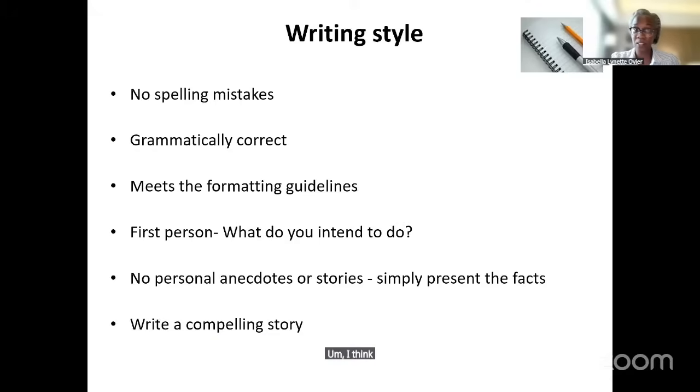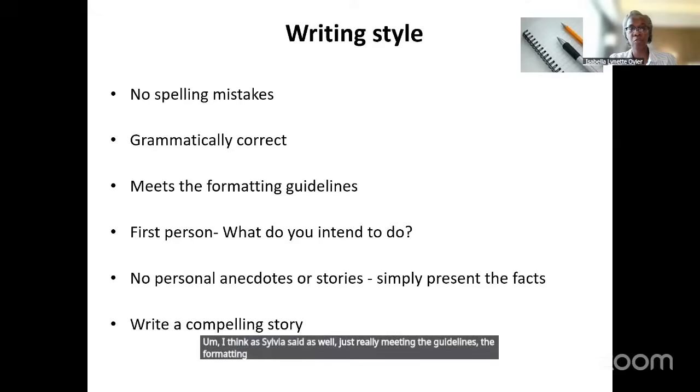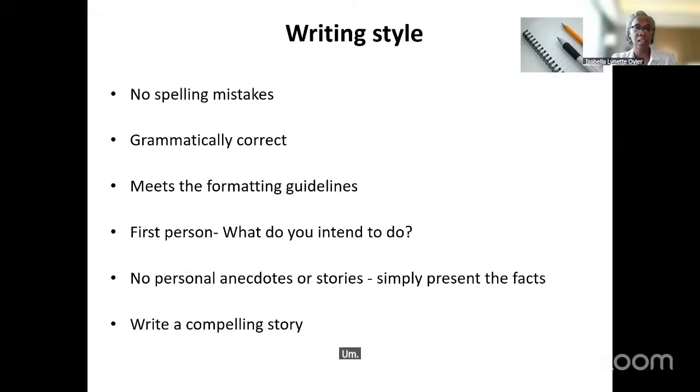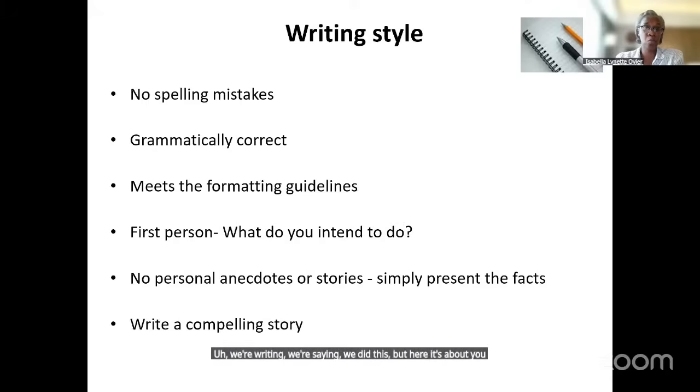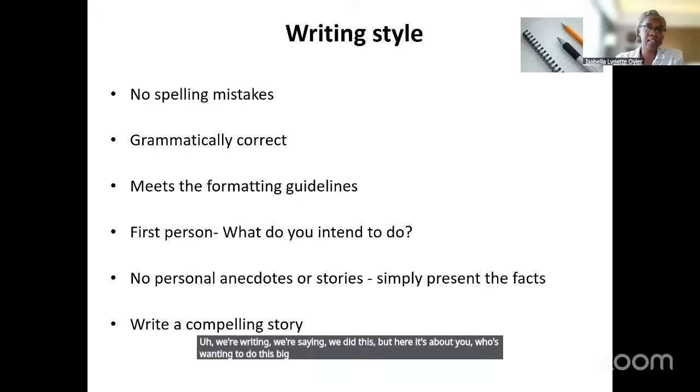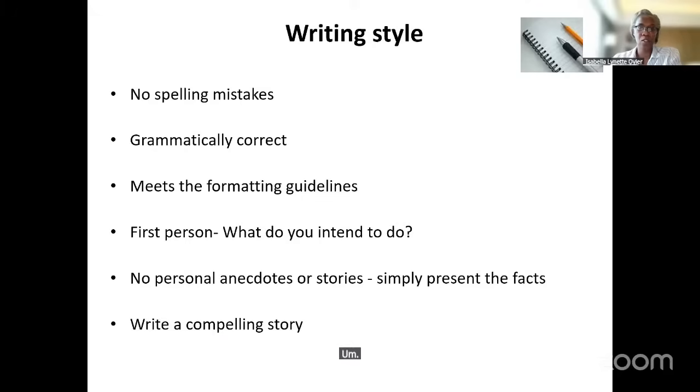I think as Sylvie said as well, just really meeting the formatting guidelines of the proposal or the call that's been put out for funding. And then expressing yourself in the I format. I know usually when we're writing, we're saying we did this, but here it's about you who's wanting to do this big, bold idea. How do you intend to do it? So saying what I will do for the project or for the proposal.